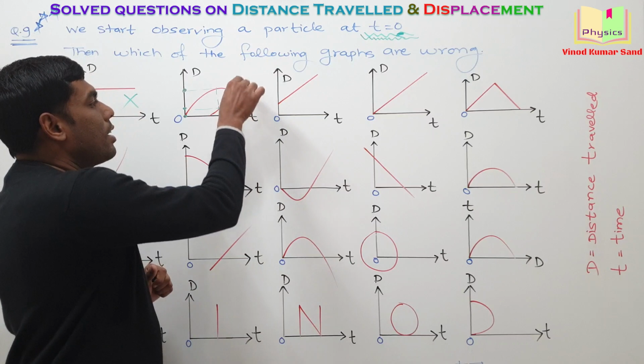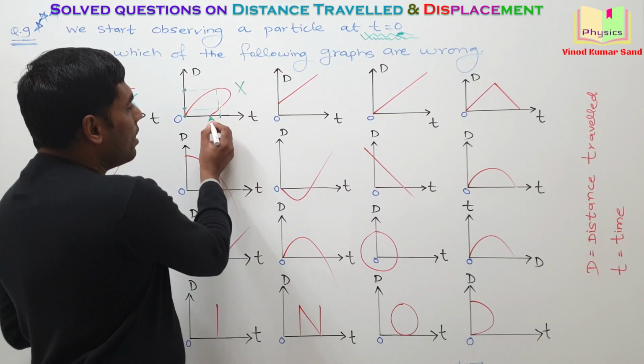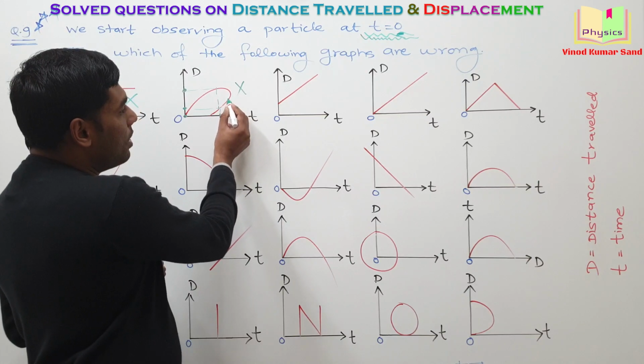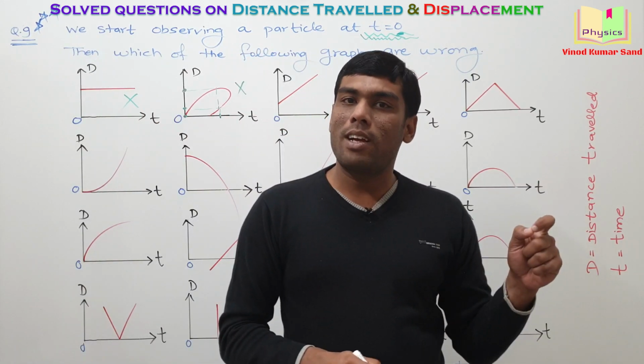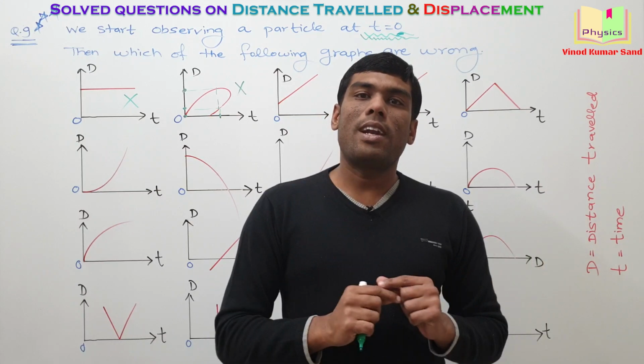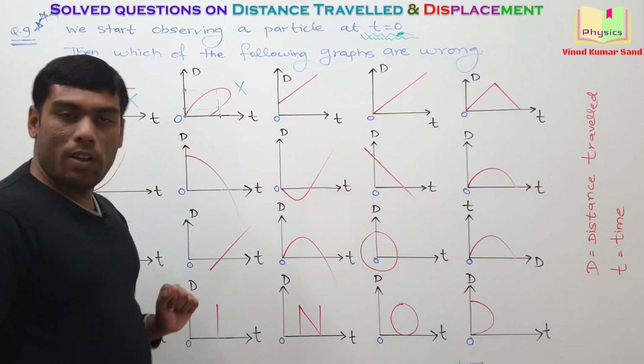There is another error in this graph. As the time is increasing here, the distance traveled is decreasing. And for a moving particle with the passing time, the distance traveled can never decrease. Okay, so this is wrong.